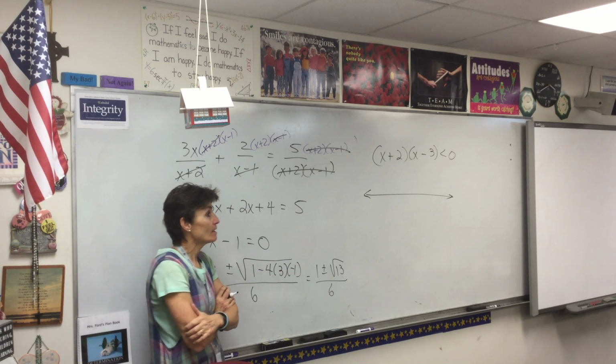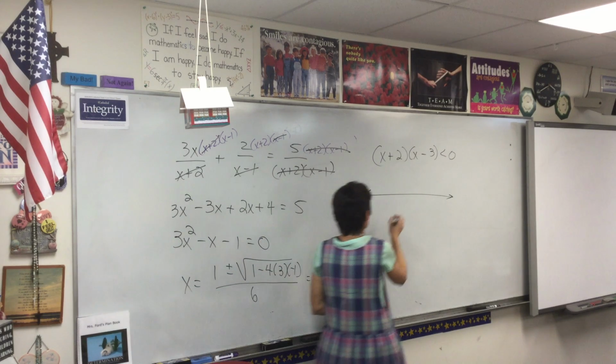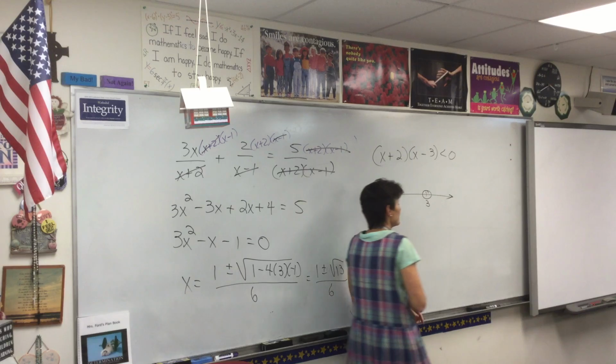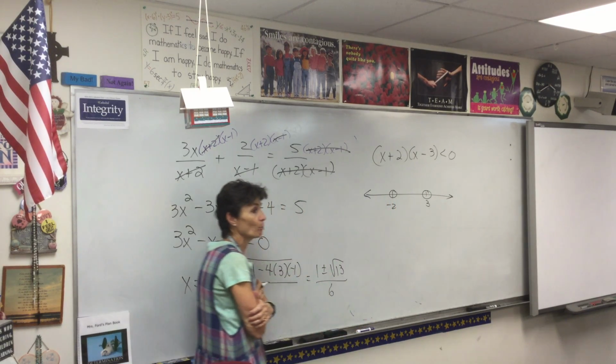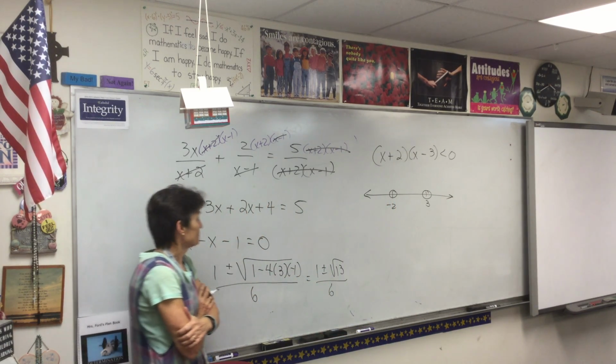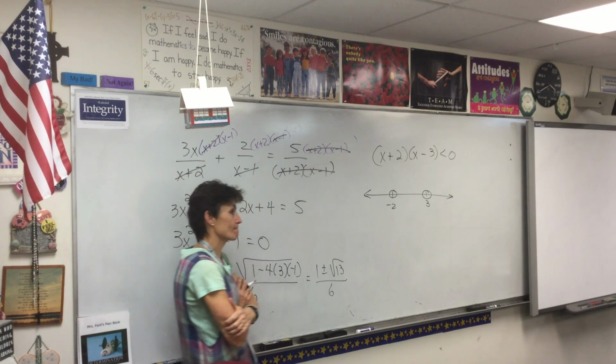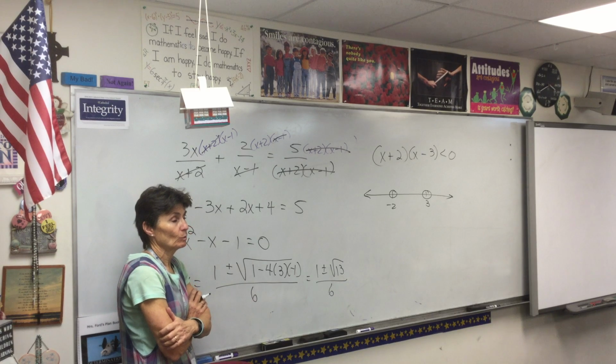Oh, you put a 3 and then the 2. Exactly, Caitlin. We put a dot at negative 2 and a dot at 3. And why are those dots open? Because it's greater than, not greater than or equal to. Okay? Now, what do I do now?